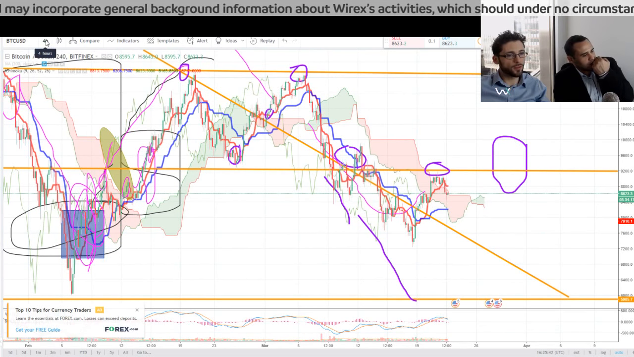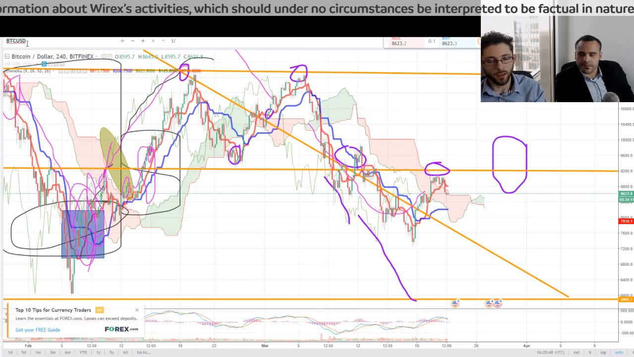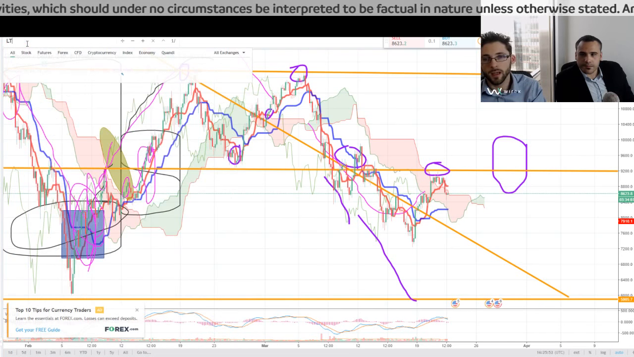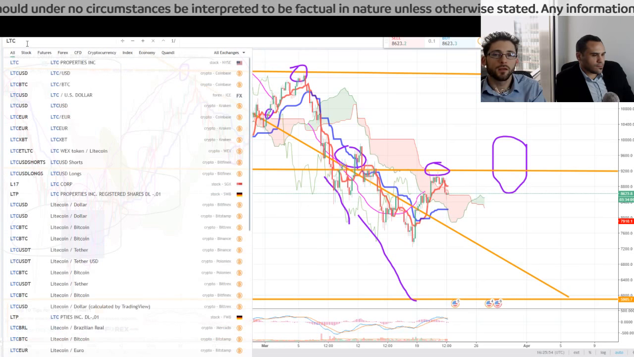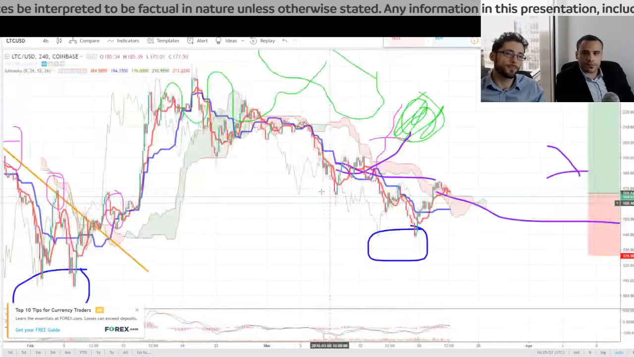So that's Bitcoin. I think we've covered Bitcoin. Let's take a look at a few other coins. I'm interested to see Litecoin. We'll check out Litecoin, Dash, Ether, and I'm also interested in Ripple at the moment, and I'll share why.